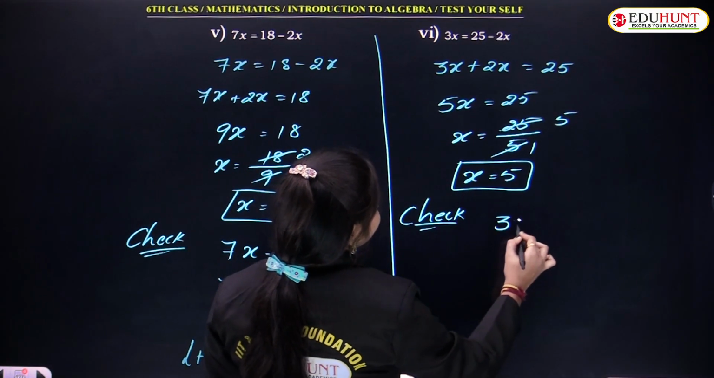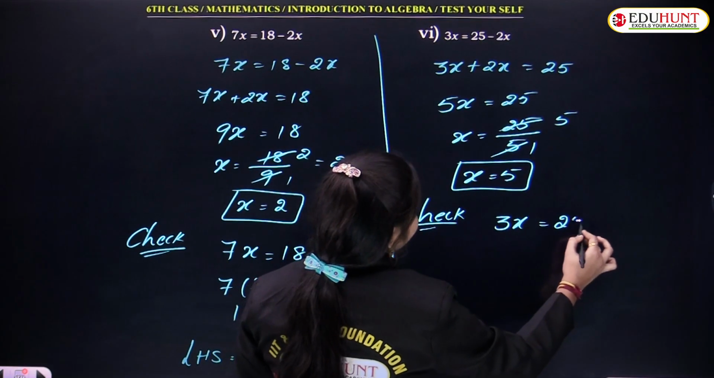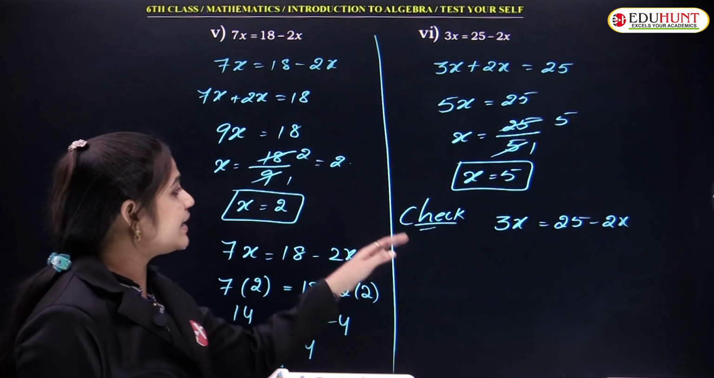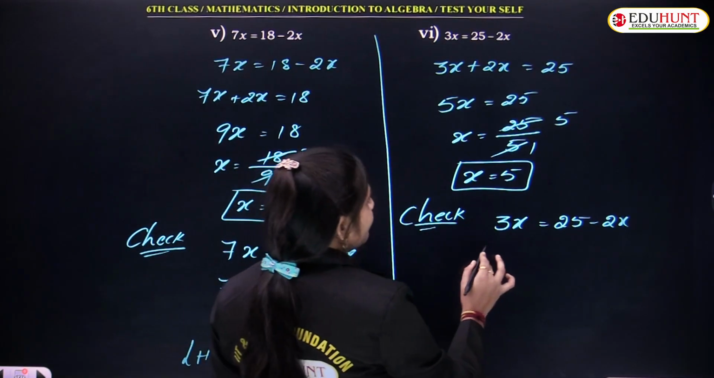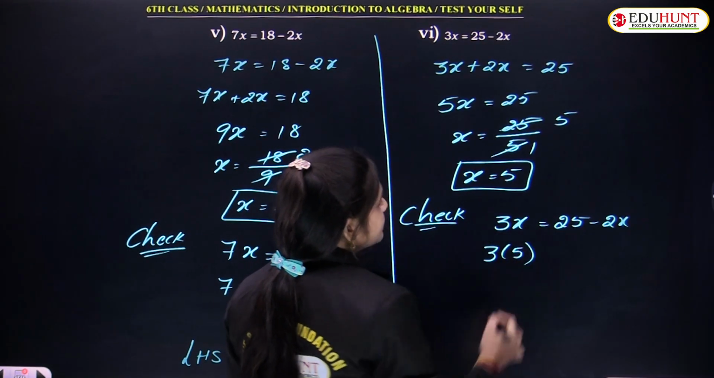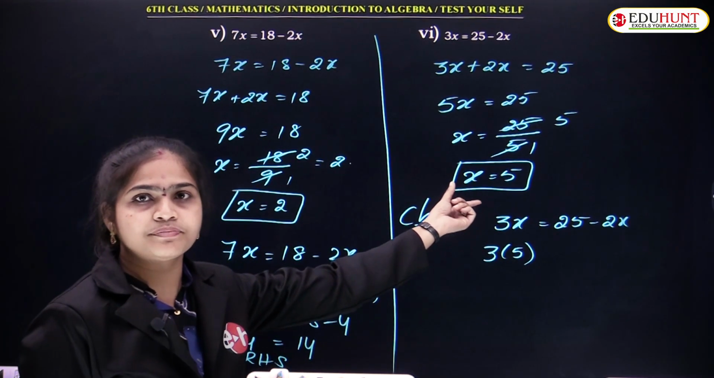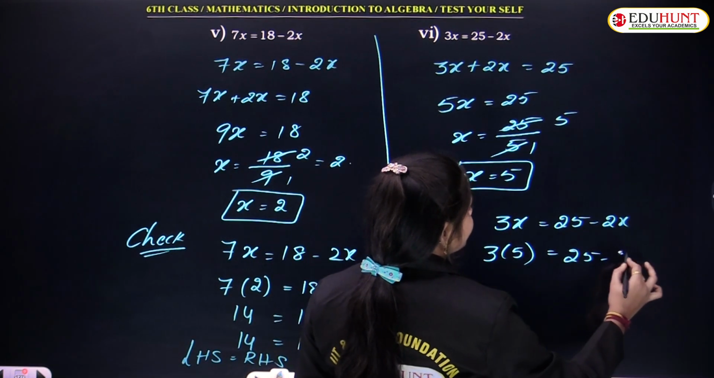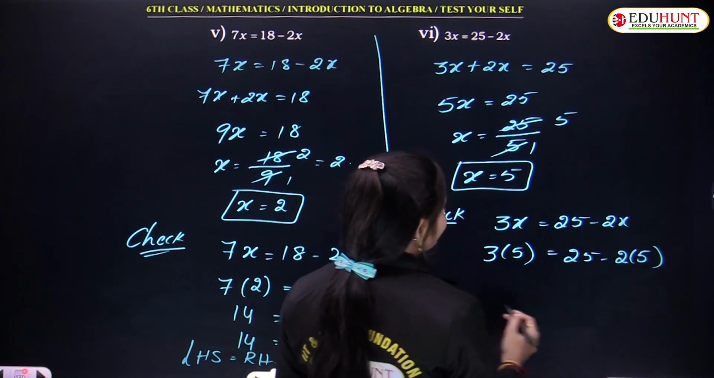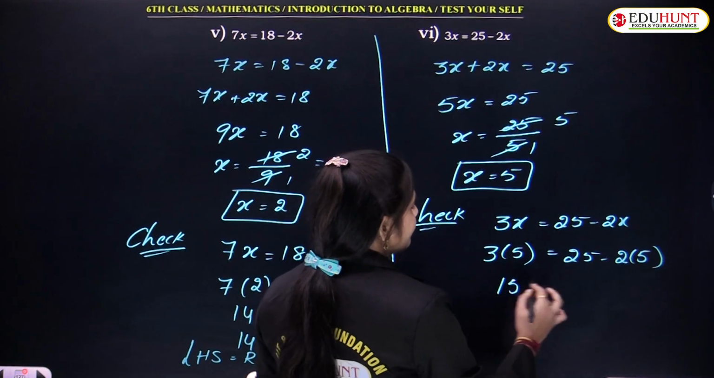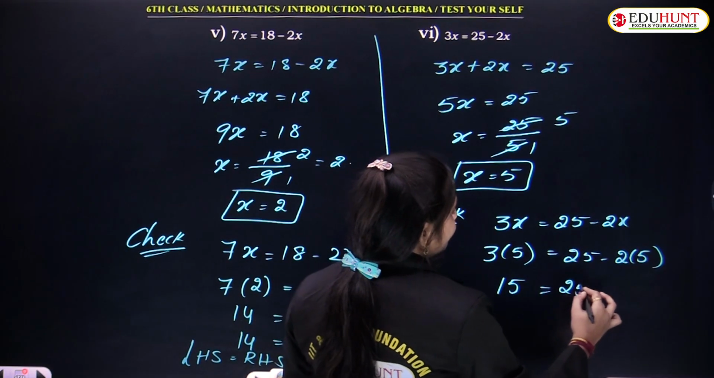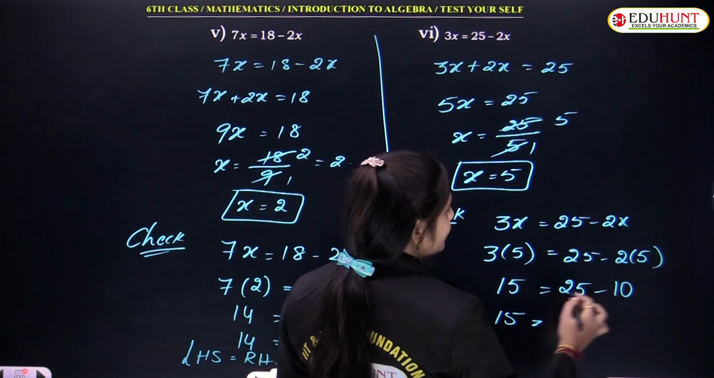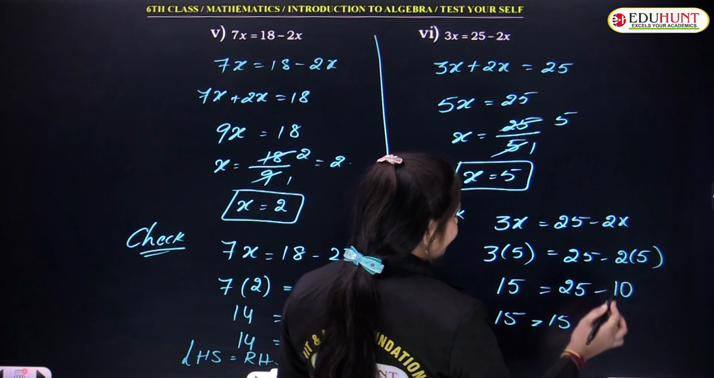Okay. What is the question here? 3x is equal to 25 minus 2x. We should not change that question, right? As it is a question. Now, in the place of x, just substitute the value we got here. 3 into 5 is equal to 25 minus 2 into 5. 3 fives are 15 is equal to 25 minus 2 fives, 10. 15 is equal to 25 minus 10, which is equal to 15.